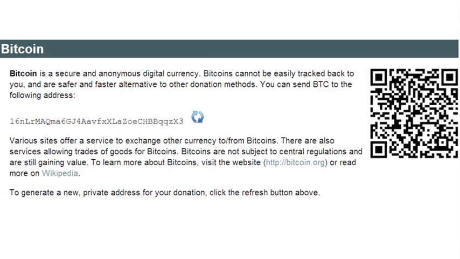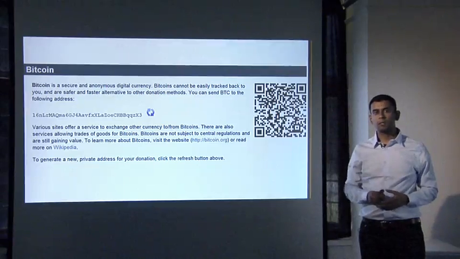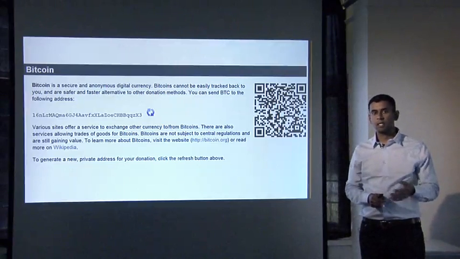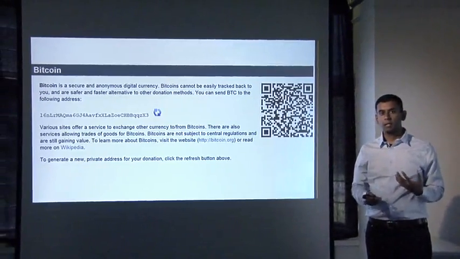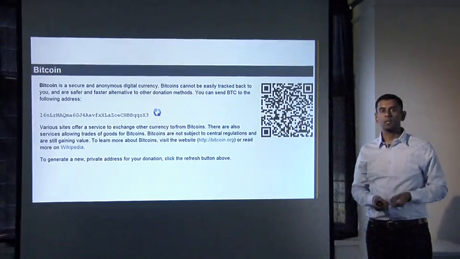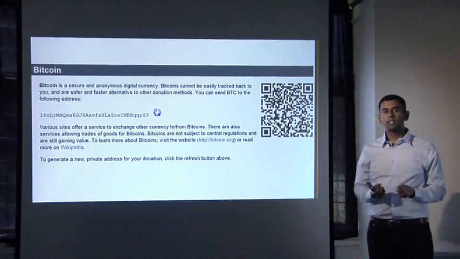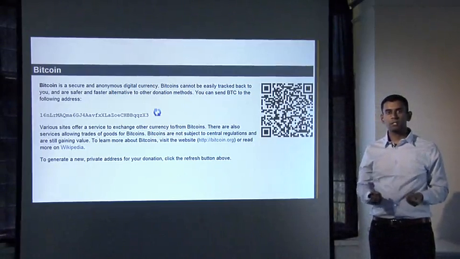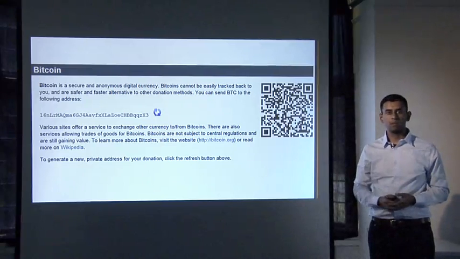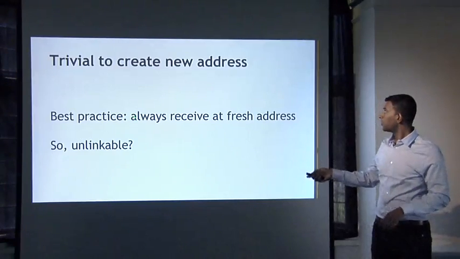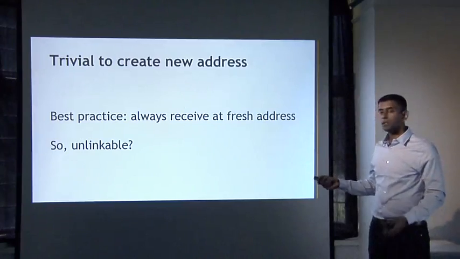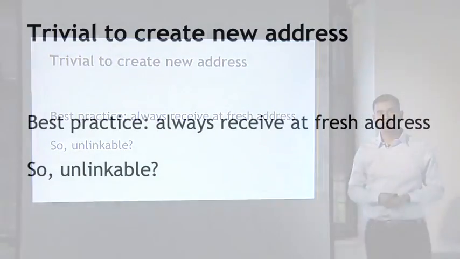What WikiLeaks is doing is making sure that each time a person wants to visit the page and make a donation, they send that donation to a totally new public key that WikiLeaks creates just for that purpose. So here, WikiLeaks is taking advantage of the ability to create new pseudonyms, new public keys, to the maximum. Every single transaction that they receive, they want to receive at a new address. And in fact, this is the Bitcoin best practice for anonymity, to always receive new transactions at a fresh address.